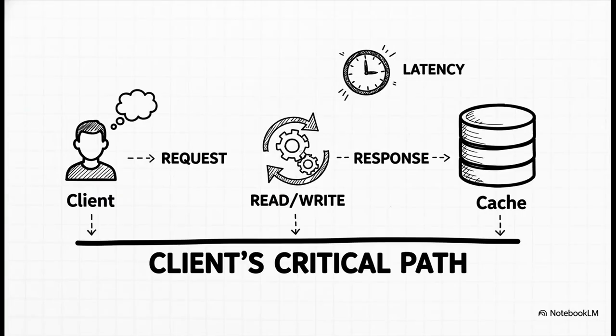So the standard approach is synchronous. A request comes in, we read from the cache, we increment the value, and then we write it back to the cache. And only after all that do we respond to the client. That round trip to the cache, especially that write operation, is sitting directly on the client's critical path. At scale, that latency adds up fast and becomes a major problem.